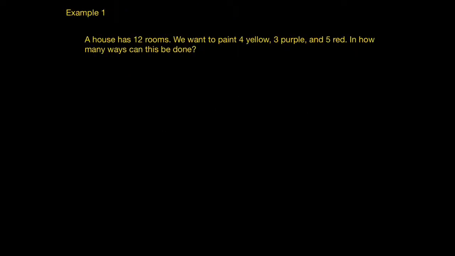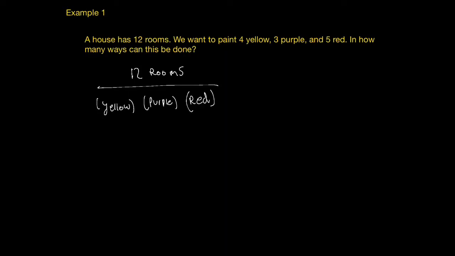So we have a house with 12 rooms and we want to paint 4 yellow, 3 purple, and 5 red. And how many ways can this be done? So here we have 12 rooms, and we want to divide them amongst a group of yellow, a group of purple, and red. One way we can do this is by first choosing 4 rooms out of the 12 to be yellow, and then out of the ones that remain, we choose purple, and then out of the ones that remain, we choose to paint them in red.